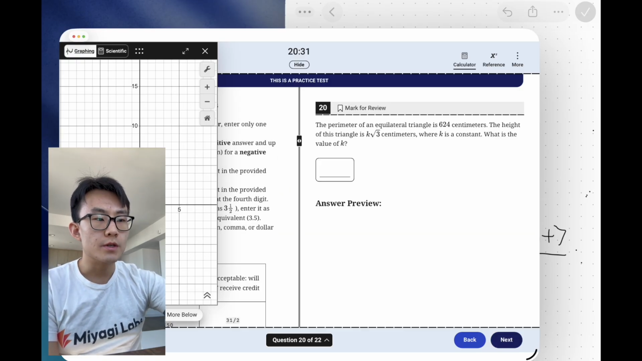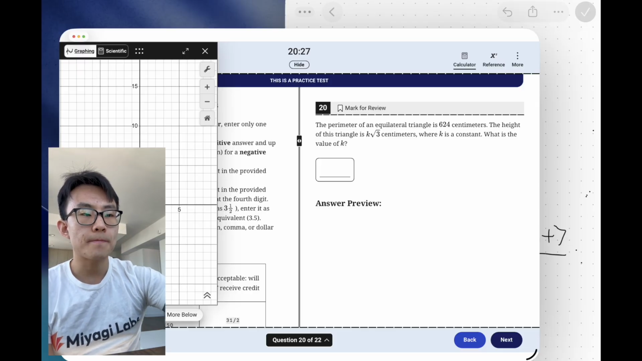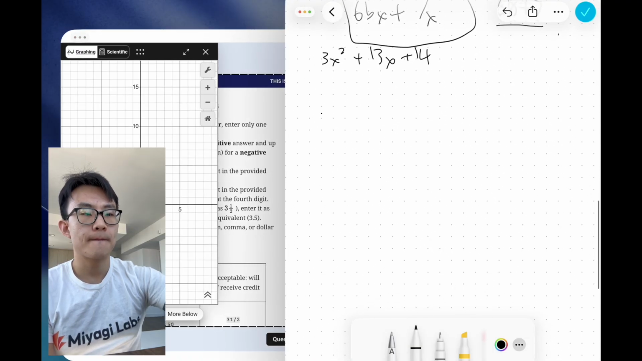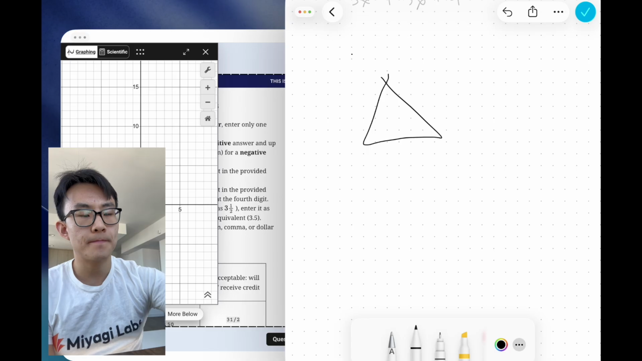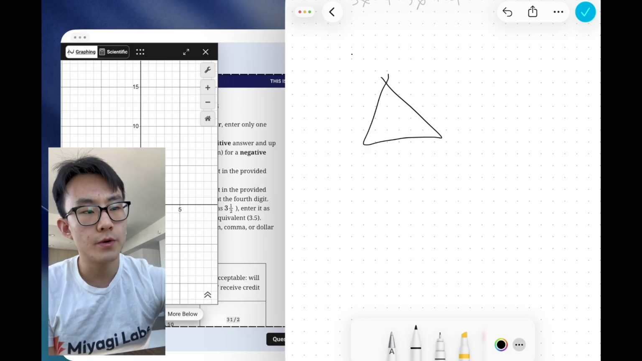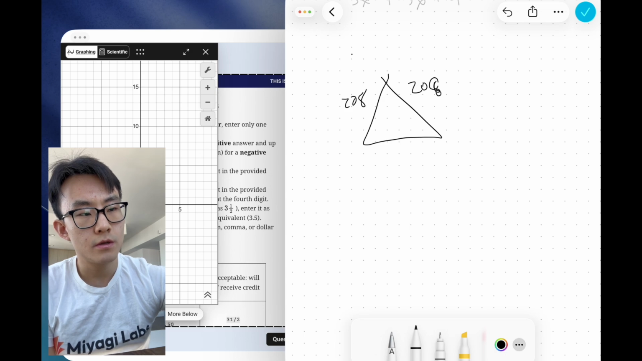Okay, the perimeter is this, the height is this. Okay. 624, so what's that divided by 3? It's 208. That means this is 104. That means this is 104 root 3.